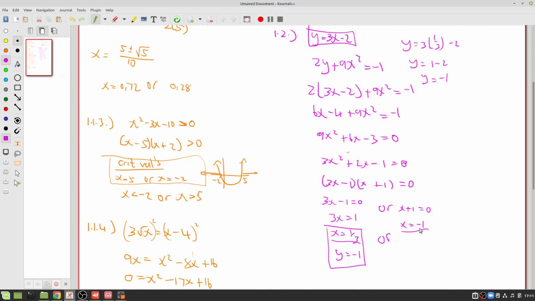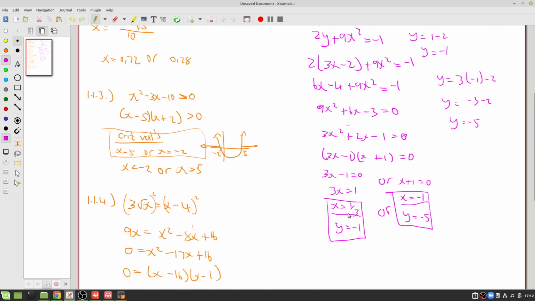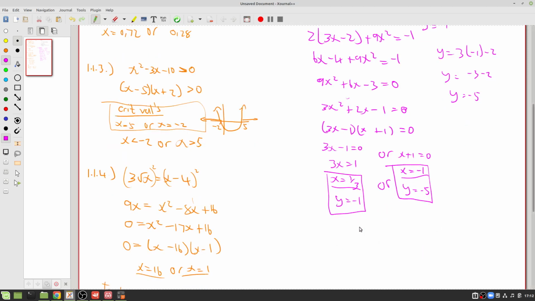Or, let's substitute this value in. So y equals 3 times, now we're going to put in a negative 1 in place of the x, minus 2. So y equals negative 3 minus 2. So y equals negative 5. So these are our two combinations. And now it's good to write them. They often want you to write this in coordinate form. So the one will be when x is a third, then y is negative 1. Or when x is negative 1, then y is negative 5. So just write in this form so they can see which ones belong together.